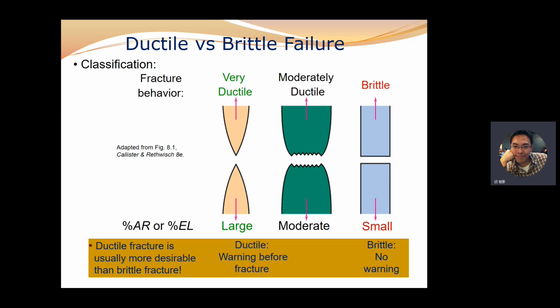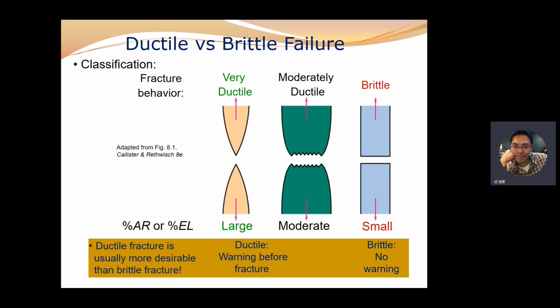Okay, so we apply a tensile test of a material. From its fracture surface, we can estimate its fracture mode or fracture behavior. A ductile fracture is usually more desirable than brittle.